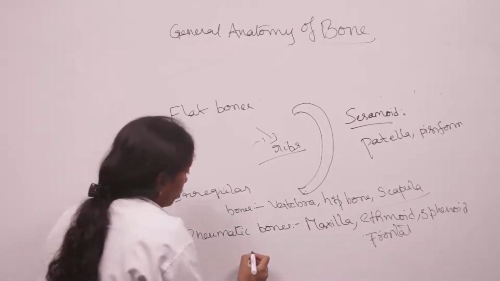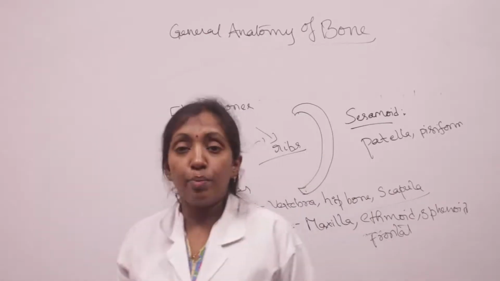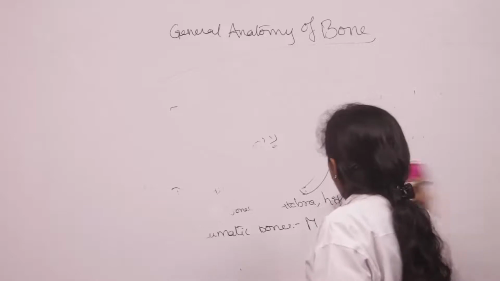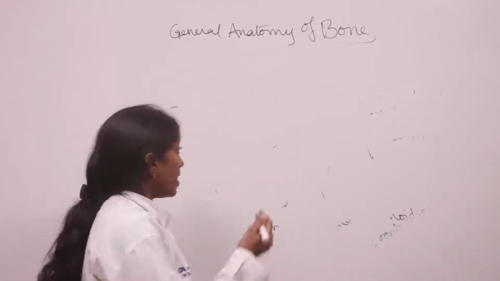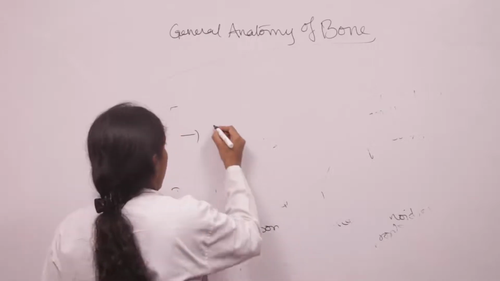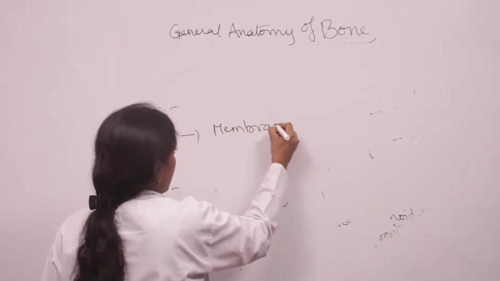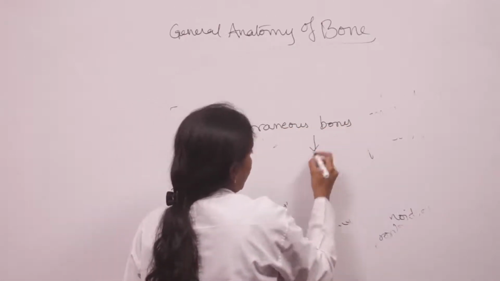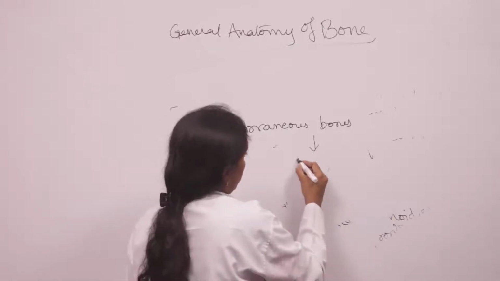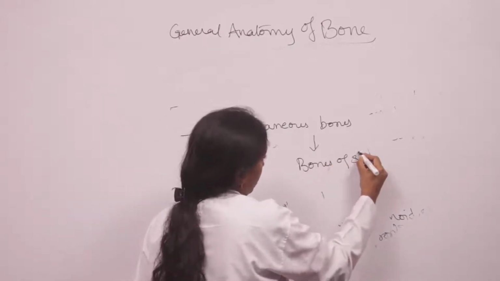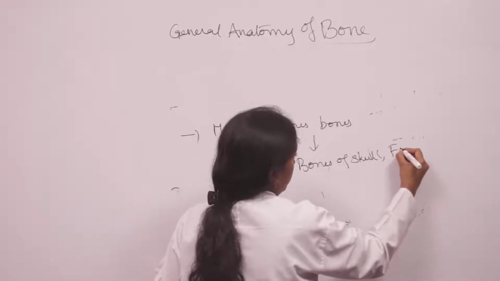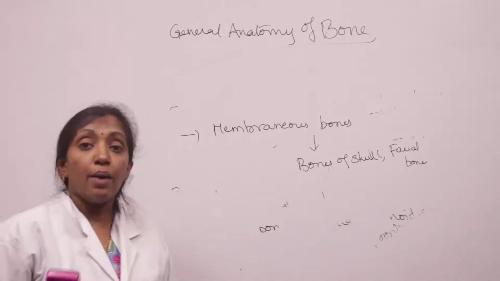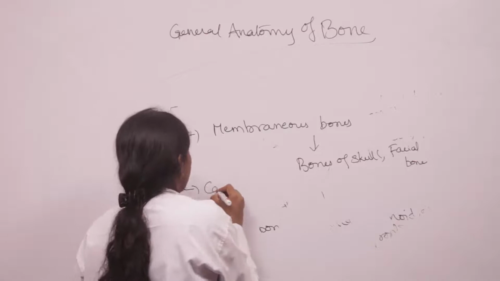Okay, and coming to the developmental classification, the bones are divided into two: membranous bones and cartilaginous bones. Membranous bones means the bones ossify in membranes. Examples are the bones of the skull and also facial bones. They are the membranous bones. They develop in membranes. And coming to the cartilaginous bones, they develop in cartilage.